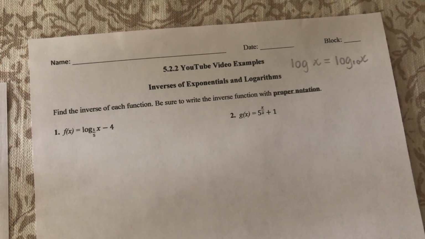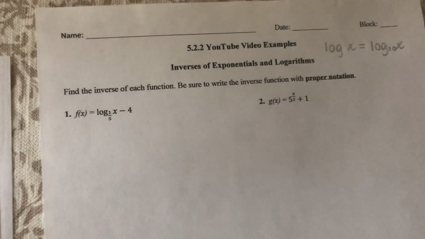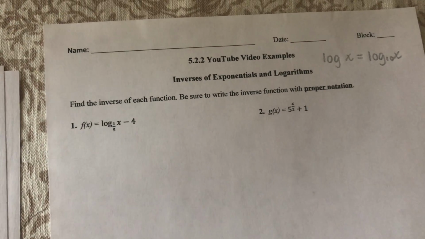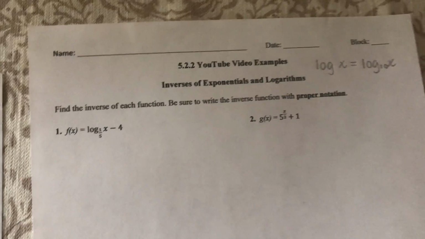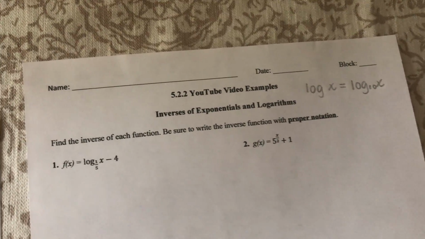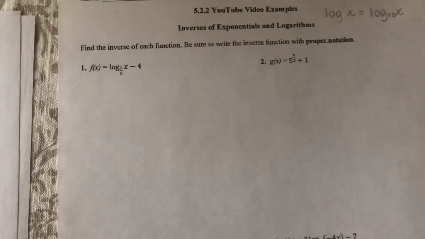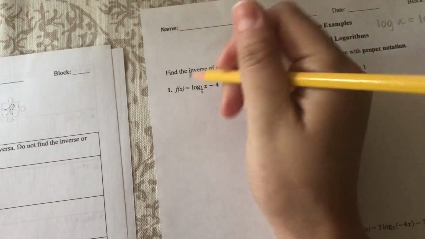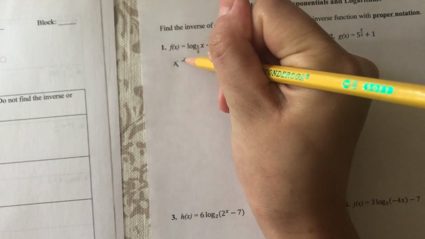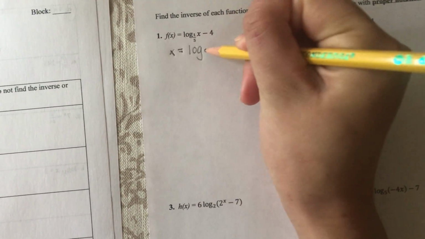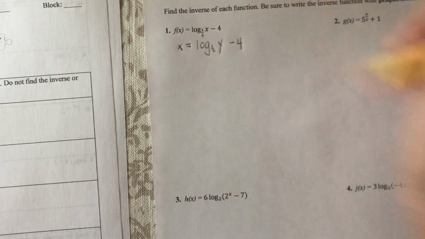Be sure to write the inverse function with proper notation. Inverse is still the same 2 steps. It could be 3 steps depending on how many you count, but first step is switch the x and the y. Second step, solve for y, and then of course you can count the third step as putting it back into inverse function notation. So that's what we're gonna do for number 1. I'm just automatically gonna switch the x and the y. So x equals log base 1/5 of y minus 4.